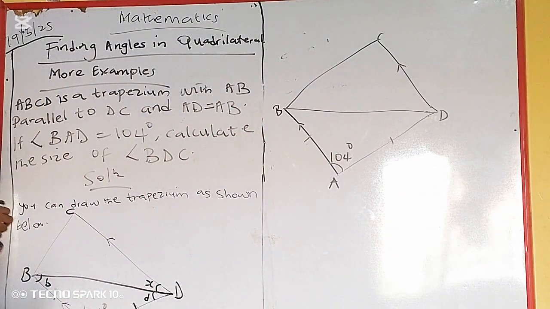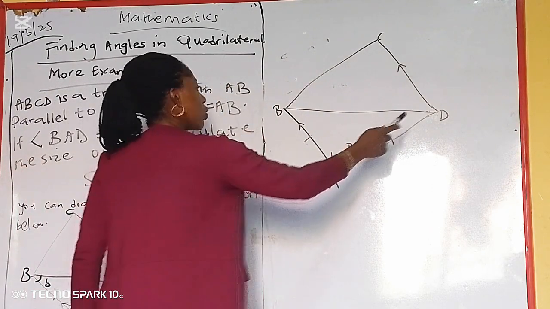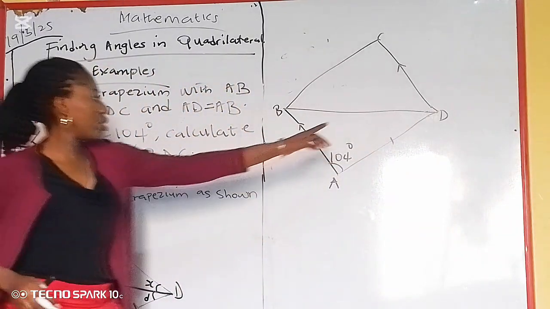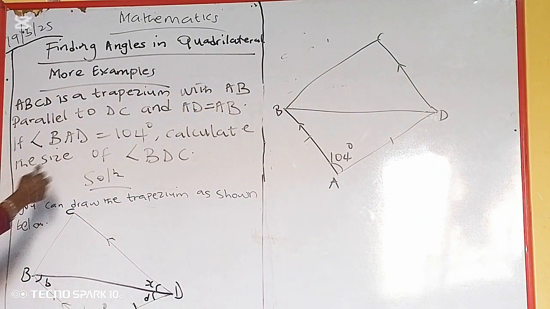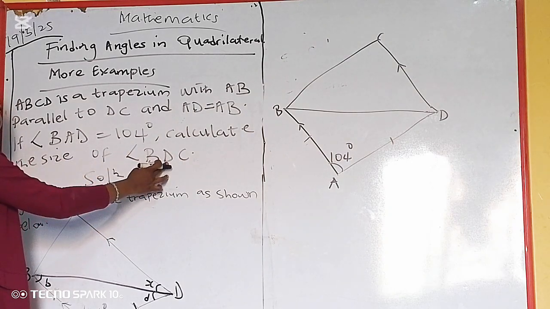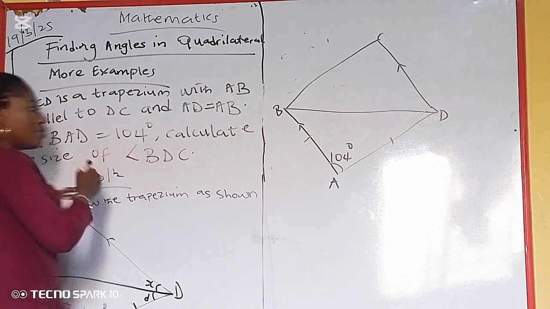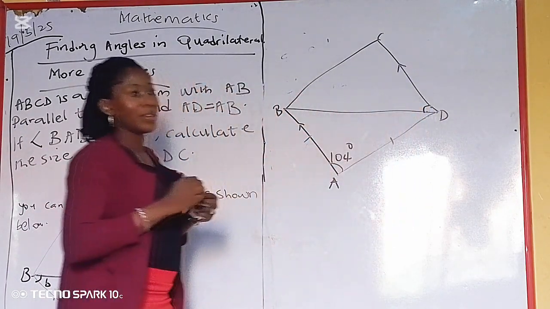Okay, BDC. We are asked to look for this. How do we know this is what we are to look for? Look at it again. BDC. D is what? Middle. So that is what we are asked to look for here.